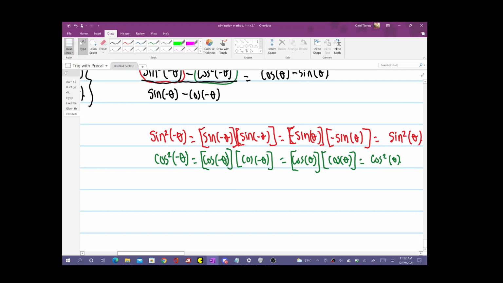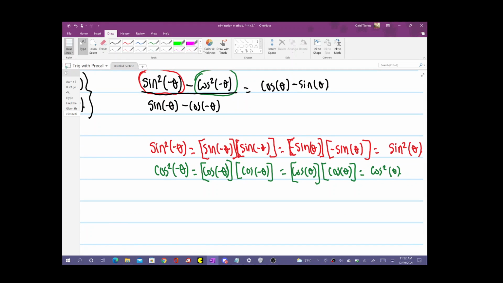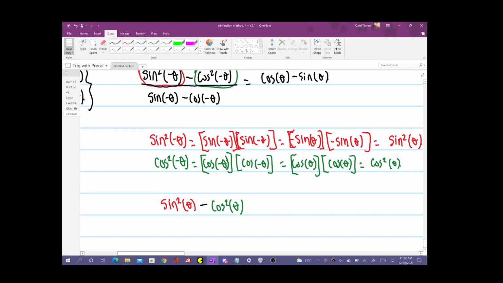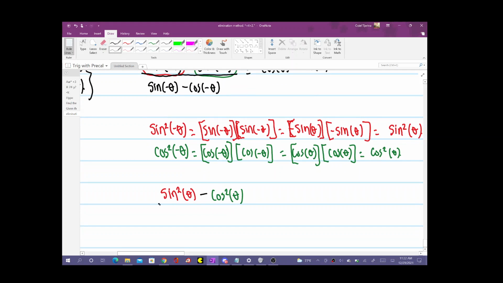So this then becomes cosine squared of theta, excuse me. So now we can write it. So we can say sine squared of theta, and there's a reason why I'm going really slowly, guys, so that you guys can understand what I'm doing. Because if I go really fast, nobody's gonna understand what I'm doing. So it's very, very critical for me to do this.